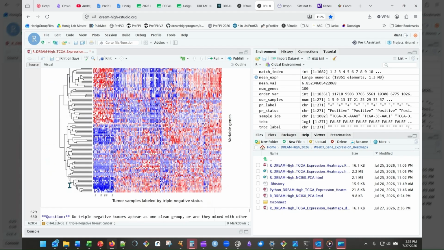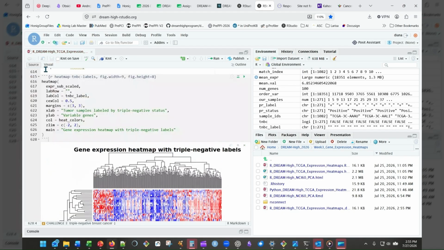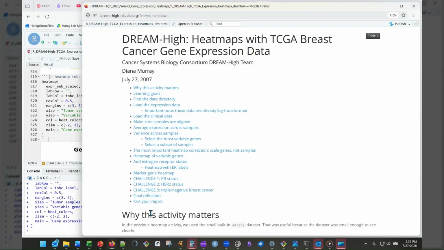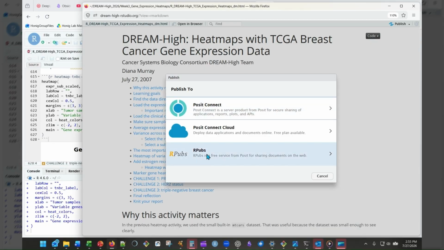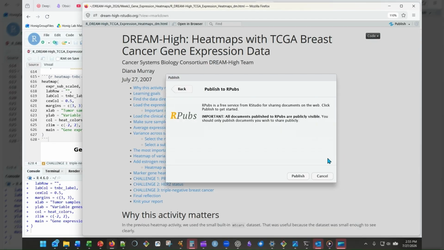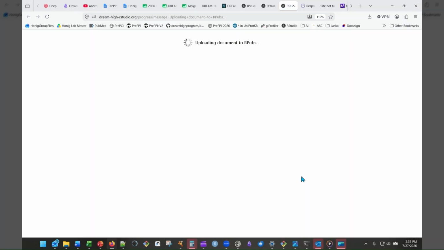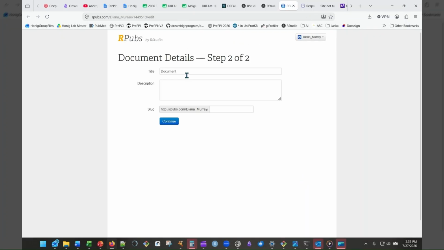You should save your file, then knit it, and once you have it knit, it should pop up. It takes a while because there are a lot of large data sets. Okay, now I can publish it. I can publish it to RPubs. Always publish to RPubs. Okay. So I can add some details and then I would get a URL associated with this that I could put on my website.